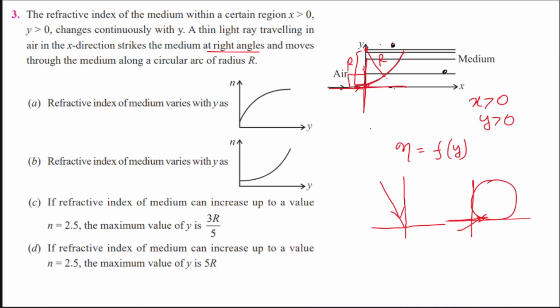Okay? Now what we have to calculate: the refractive index of the medium varies with y as. So if we know the equation of n as a function of y, then we will be clearly answering this graph portion and also this numerical portion where we have to keep the value of n and then see the value of y. So answering these four things requires one thing, that is writing n as a function of y. So let us do that one.